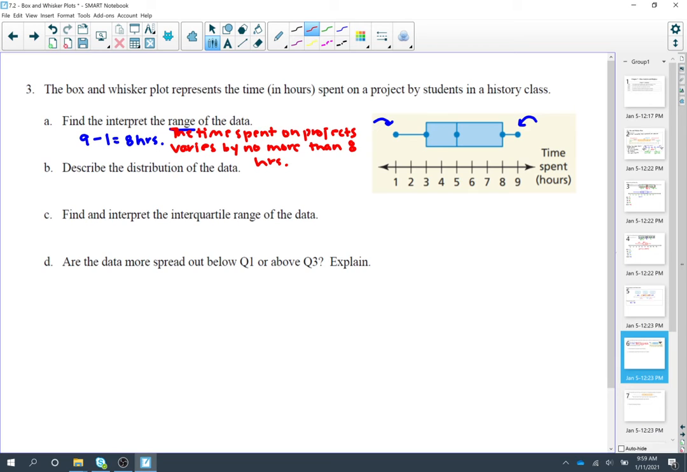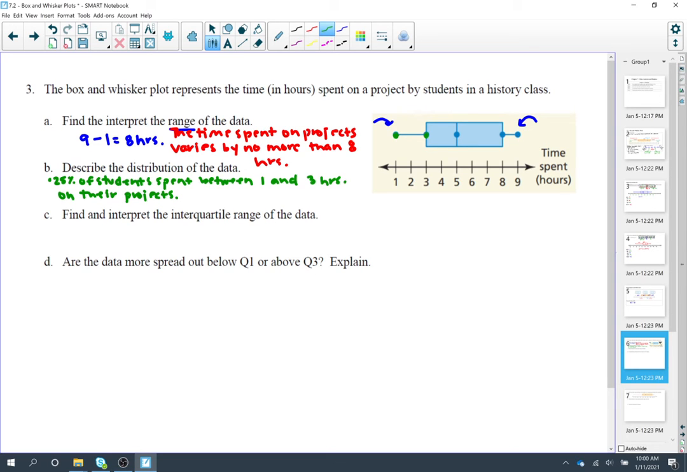Part B, describe the distribution of the data. So in order to do this on a box plot, we're going to split it into its quartiles, and I'm going to make 4 different statements. 25% of students spent between 1 and 3 hours on their projects.